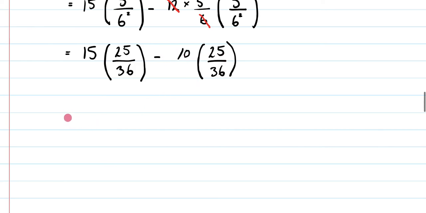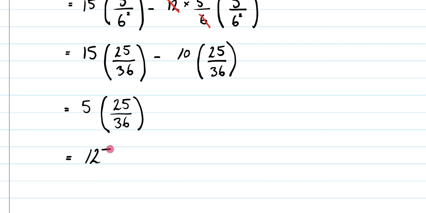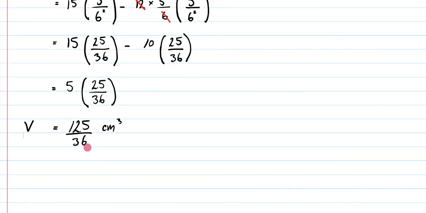So now when I subtract, it's going to be 15, this, minus 10, this. It's going to be, wait for it, 5, because 15 minus 10 is 5. Then I'm going to have 25 over 36. Then I just multiply my numerators. So I'm going to get 125 over 36. And this is going to be centimeters cubed. So that's my volume of the local max.